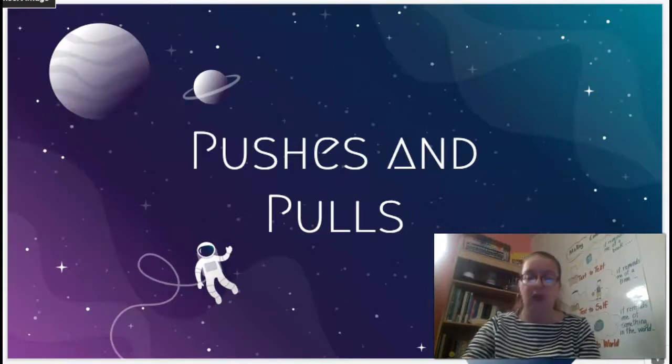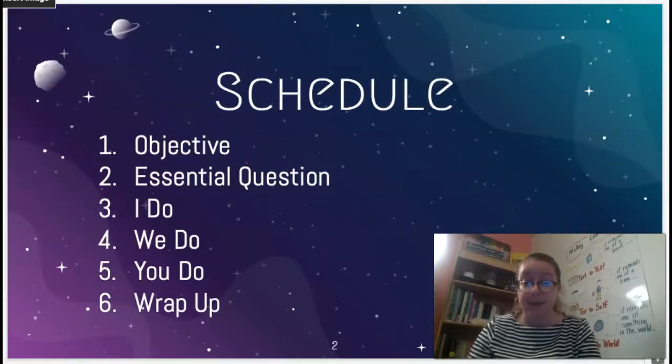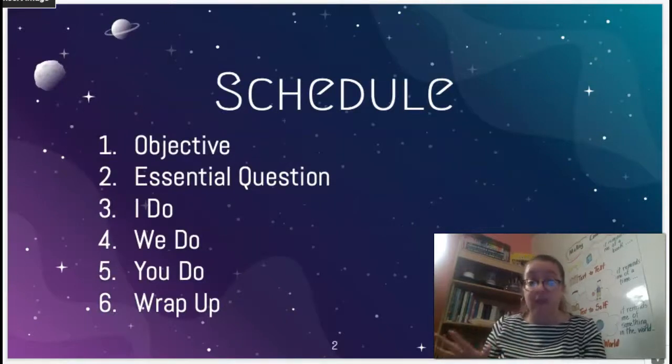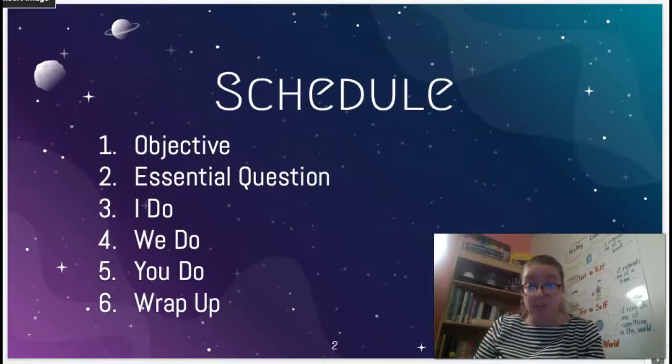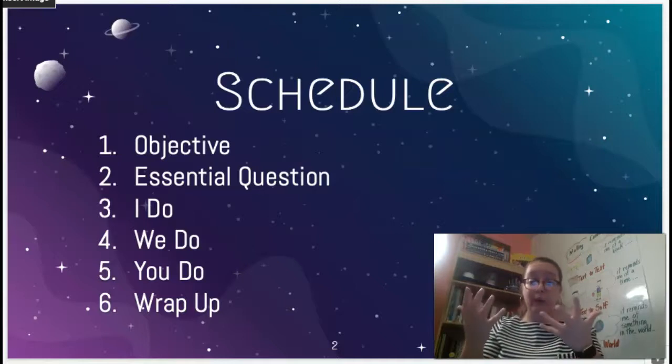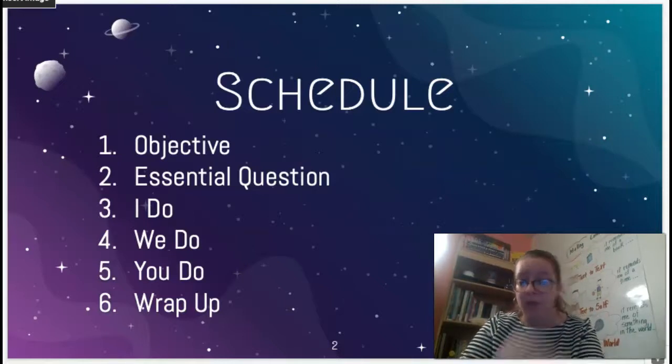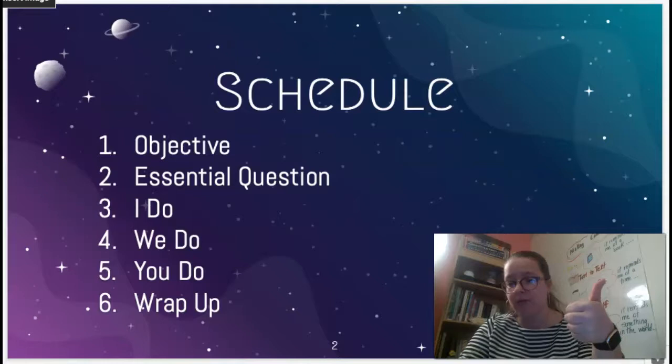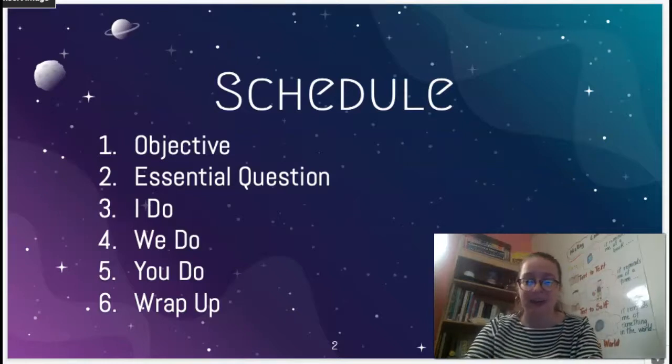Before we get to that, we have to go over our schedule for the day. Now, our schedule is just like it's always been. We have an objective to do, a central question, an I do, a we do, and then a you do. And then we're going to wrap it up. Sound simple enough? Thumbs up if you're ready. Oh, yeah. All right, here we go.